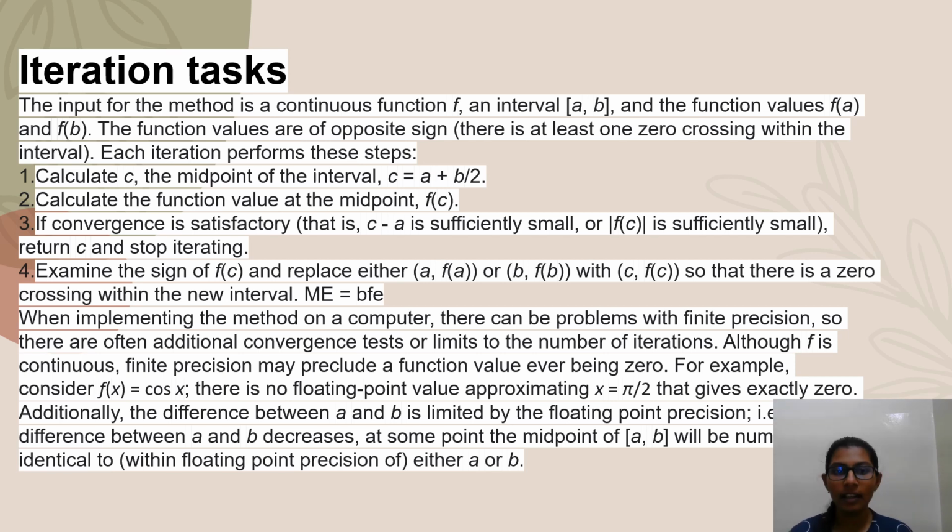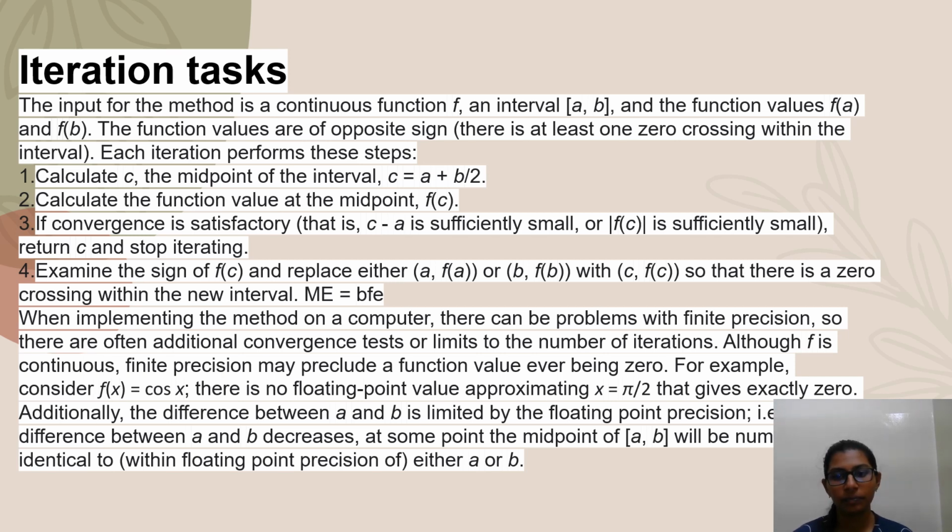Second, calculate the function value at the midpoint, f of c. Third, if convergence is satisfactory, that is, c minus a is sufficiently small or the modulus of f of c is sufficiently small, return c and stop iterating. And fourth, examine the sign of f of c and replace either a, f of a or b, f of b with c, f of c, so that there is a zero crossing within the interval.